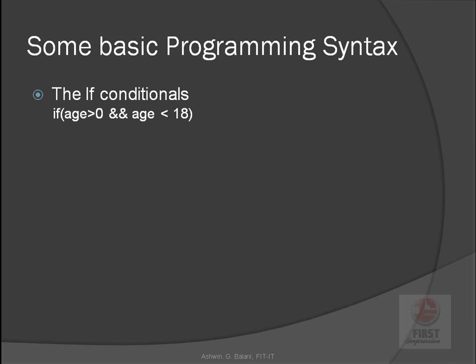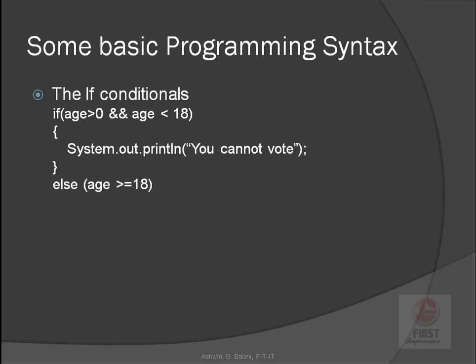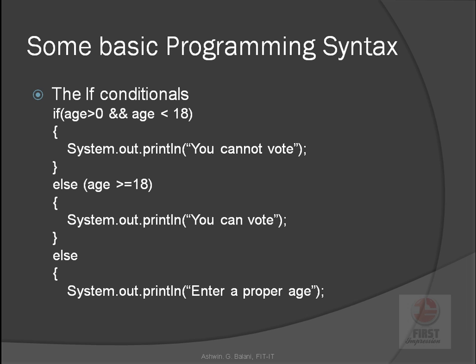That indicates that if the age of the person is more than 0 and if the age is less than 18, then you can say system.out.println you cannot vote, that is, the person is not eligible to vote. Else, if the age is more than or equal to 18, then you can say system.out.println you can vote. Else you can say system.out.println enter proper age.